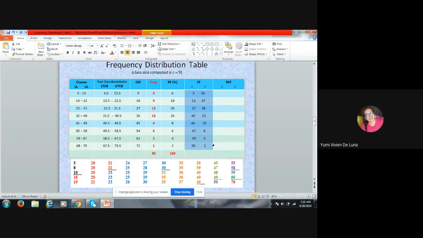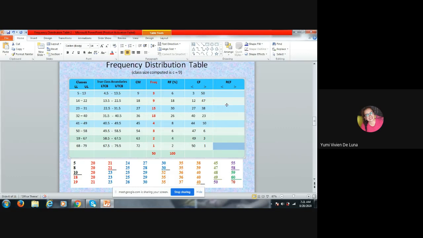So, ulitin ko lang class ha. Pag greater than CF, you start with the total number of observation and you're going to subtract the frequency that is aligned with it. So, 50 minus 3, 47. Minus 9, 38. Minus 15, 23. Minus 13, 10. Minus 4, 6. Minus 3, 3. Minus 2, 1.